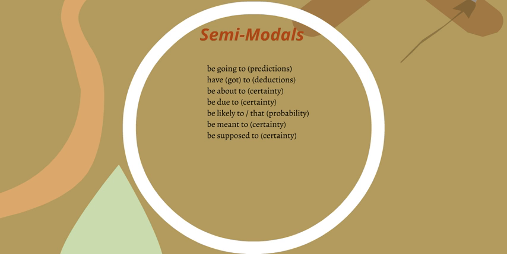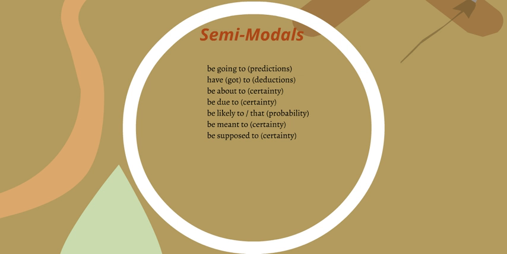Be likely to, be likely that deals with probability. Again, it's a high level of probability. And the last two, be meant to and be supposed to. Again, notice the past forms here. These also deal with certainty. These have less certainty than be about to and be due to. So be about to and be due to have a higher degree of certainty than be meant to or be supposed to.